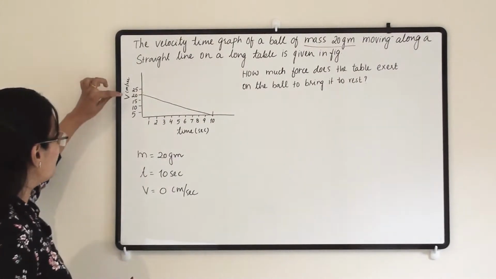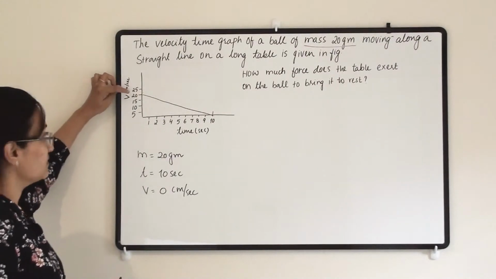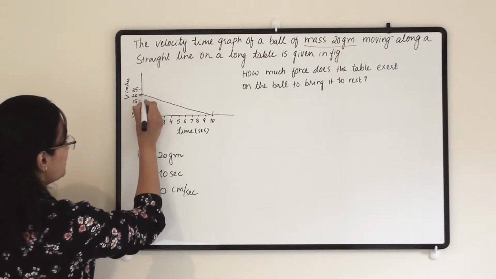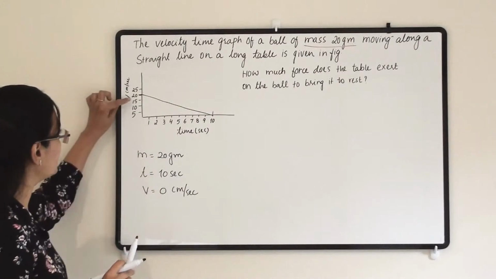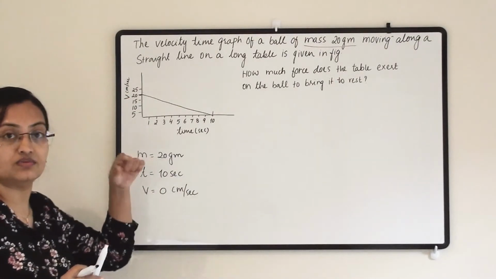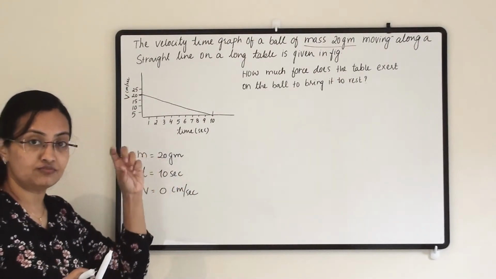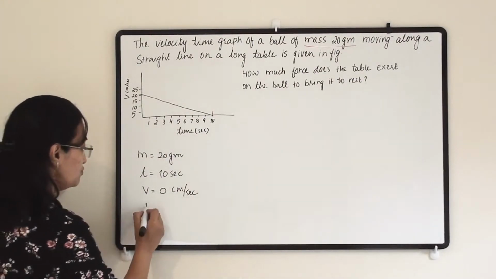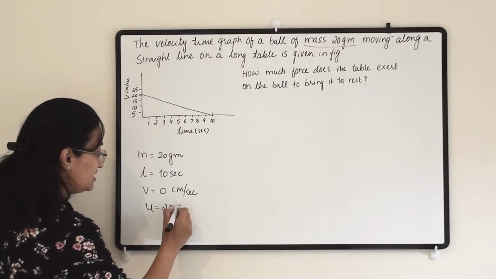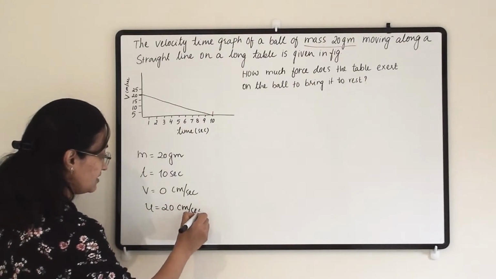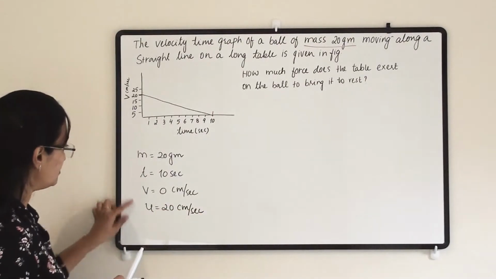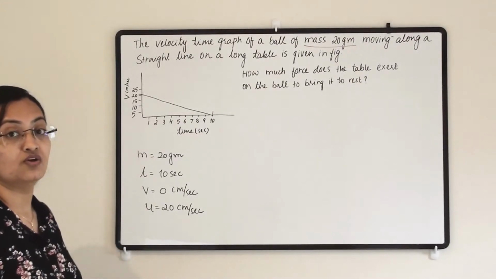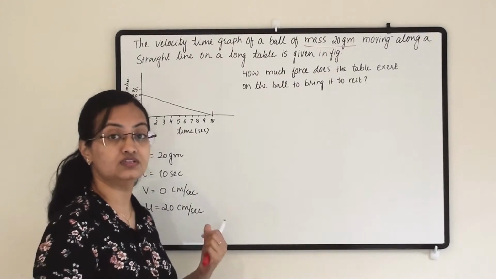Now at which velocity has it started? Here it has started at 20. You can see here or refer in the textbook that it is given as 20. So this will become its initial velocity, from which it has started and eventually it will stop. So u equals 20 centimeter per second. Now we have all these values m, t, v and u. What we have to find out is the force exerted on this ball.